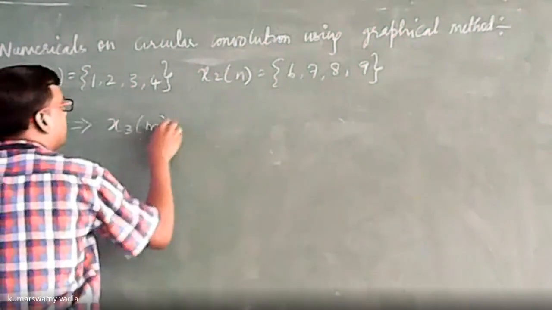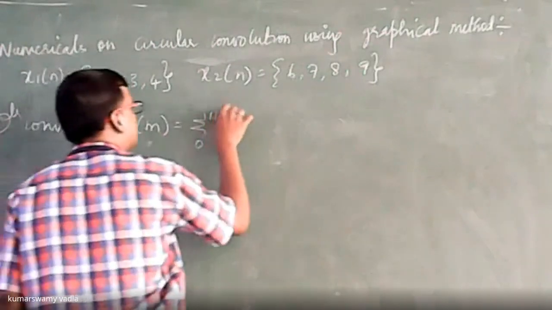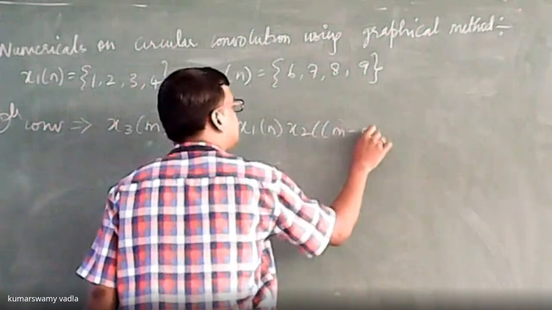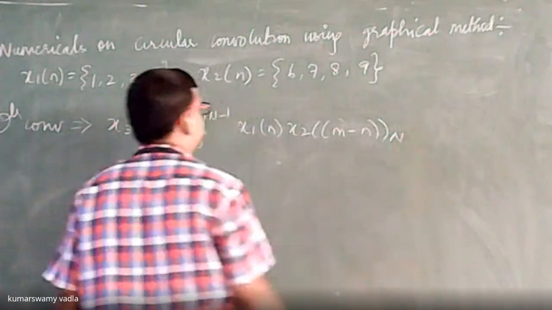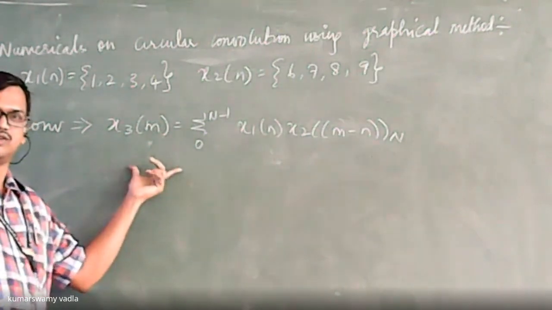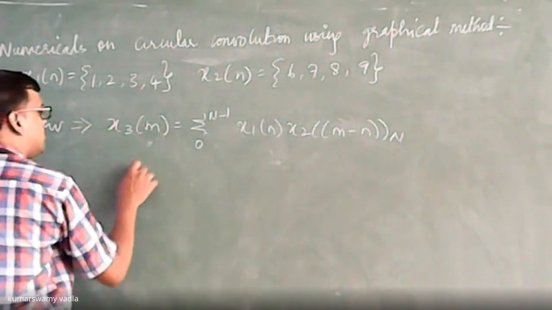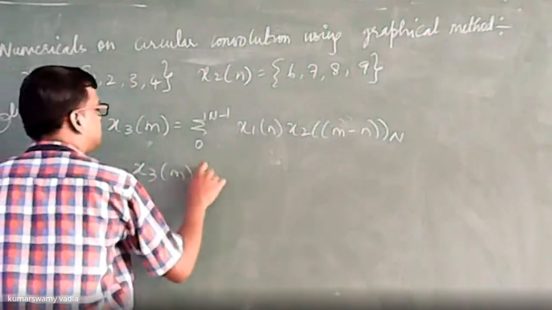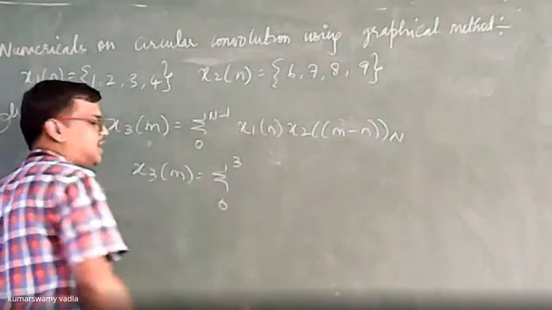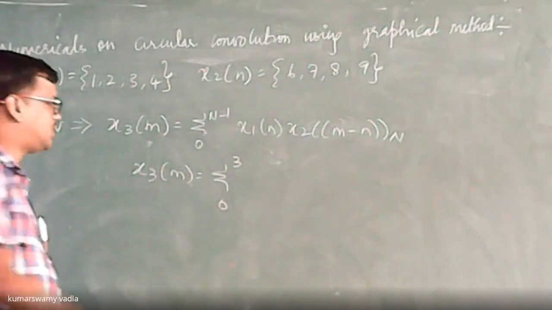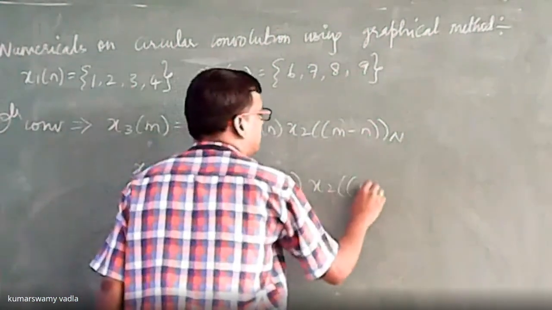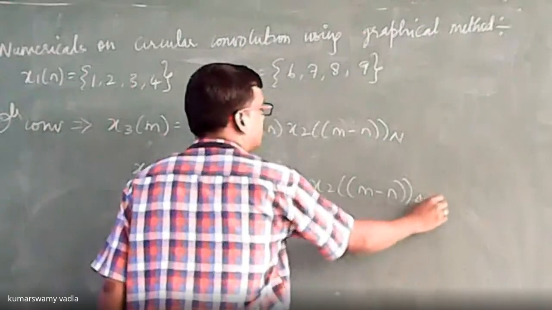x3 of m is equal to the sum from n equals 0 to N minus 1 of x1 of n, x2 of m minus n modulo capital N. This is the expression for circular convolution. So what do you need to get? x3 of m is equal to the sum from 0 to 4 points, means 4 minus 1, 3, so 0 to 3, x1 of n, x2 of m minus n modulo 4.